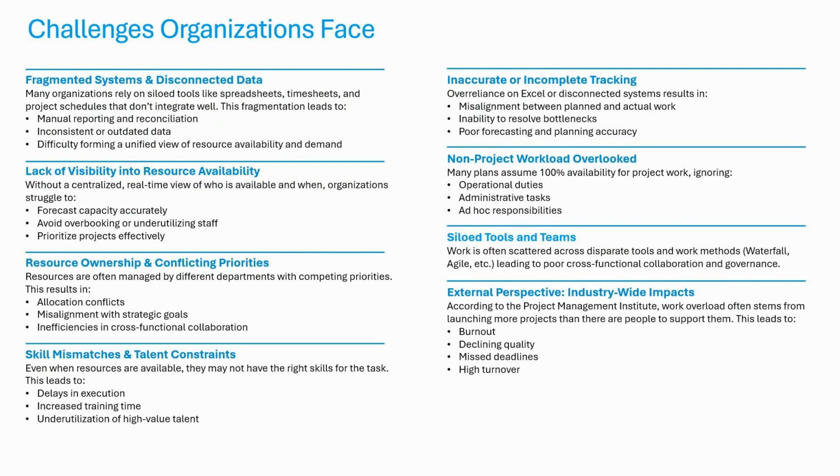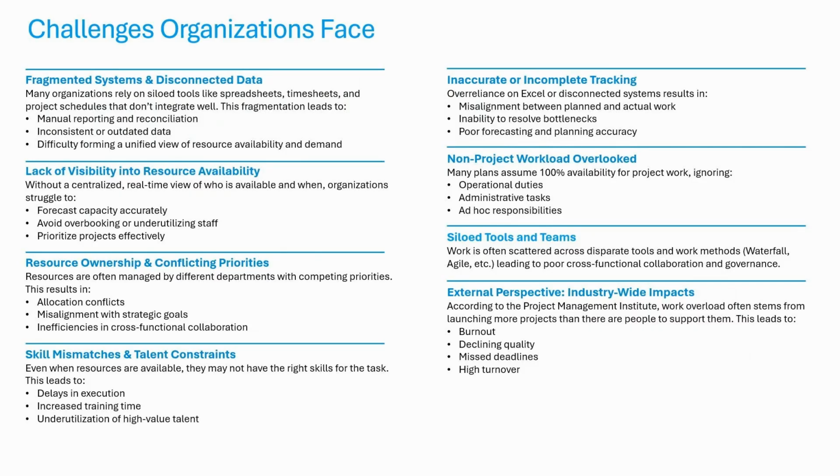And then we have siloed tools and teams, meaning that work is often scattered across disparate tools, maybe different methods of work like waterfall, agile, some hybrids of those types of things. That means we might have different units of measure and, once again, not be able to get the full visibility that we're looking for across it all.